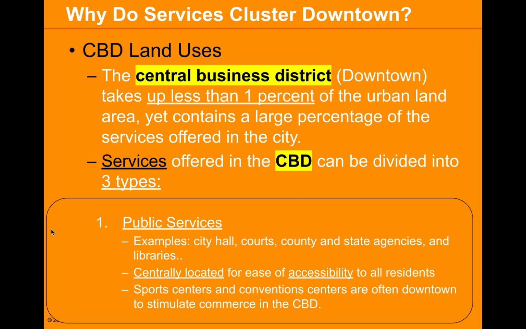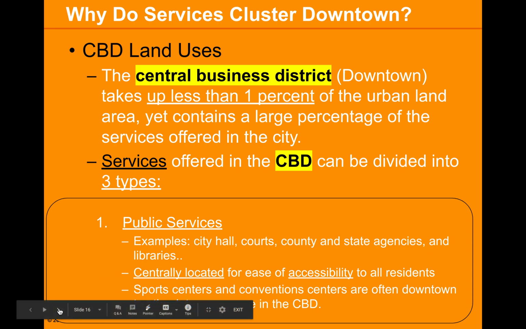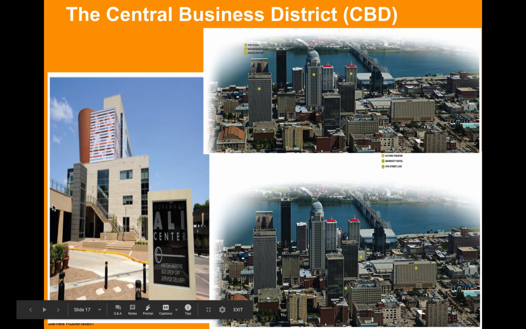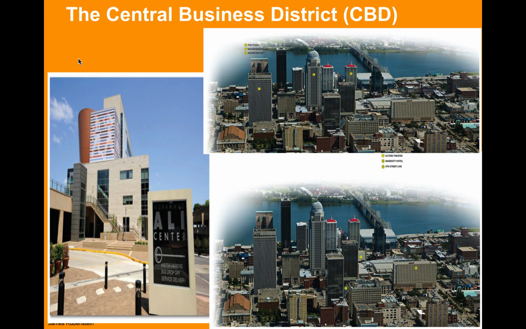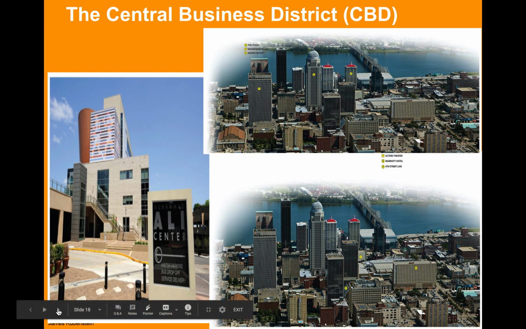When we look at public services, oftentimes the public services are going to be government offices, libraries, and museums. They're going to be clustered in historically older buildings. Again, here's an example of looking at public services in a CBD.